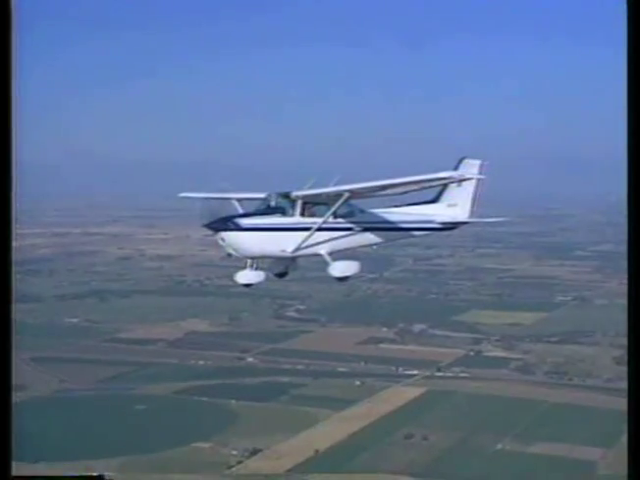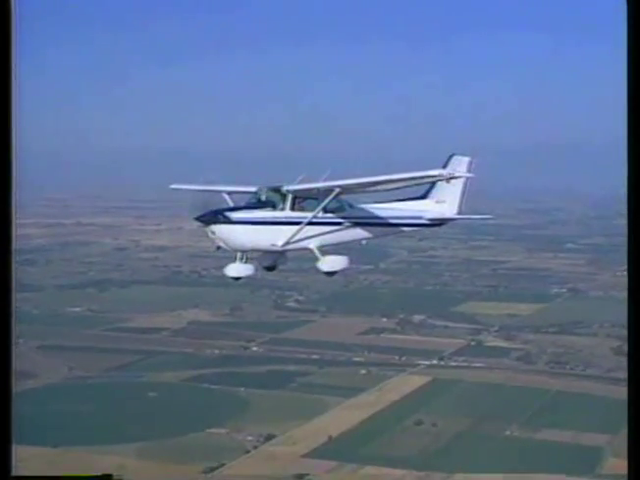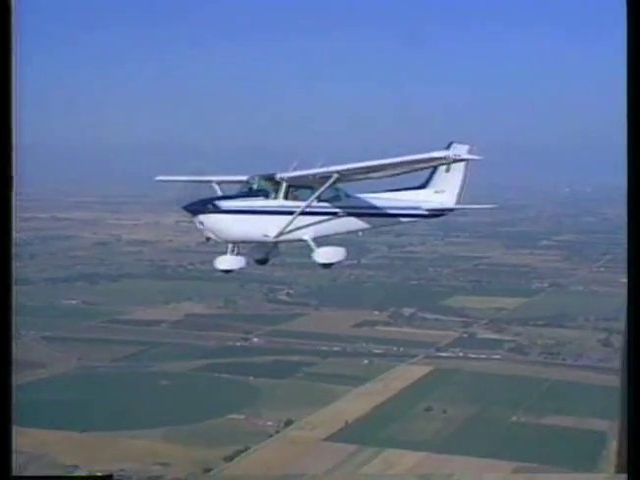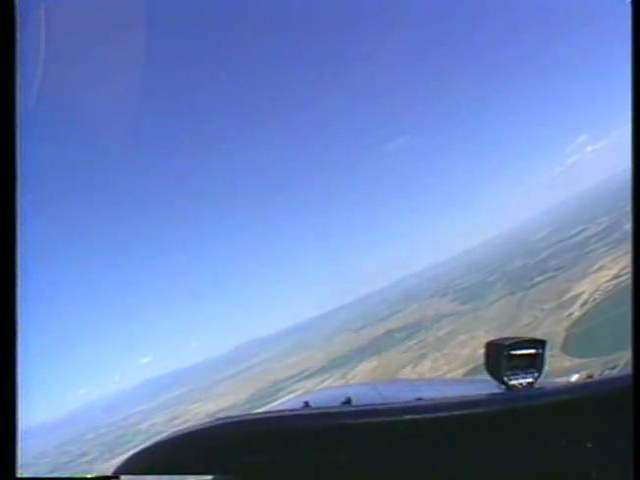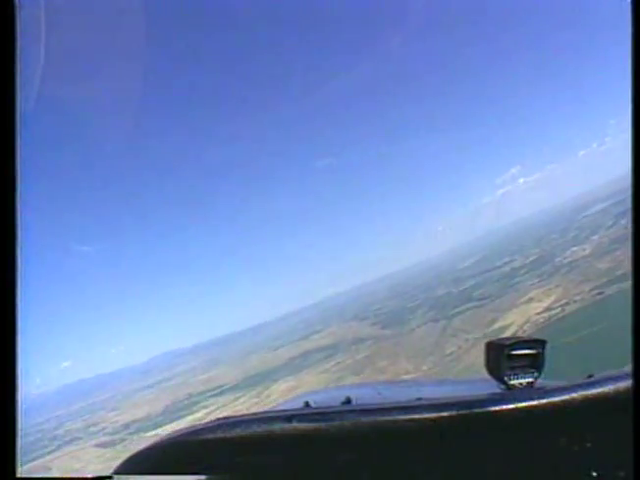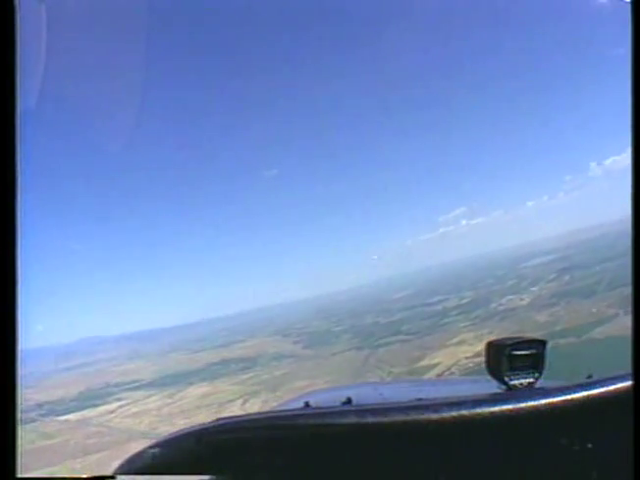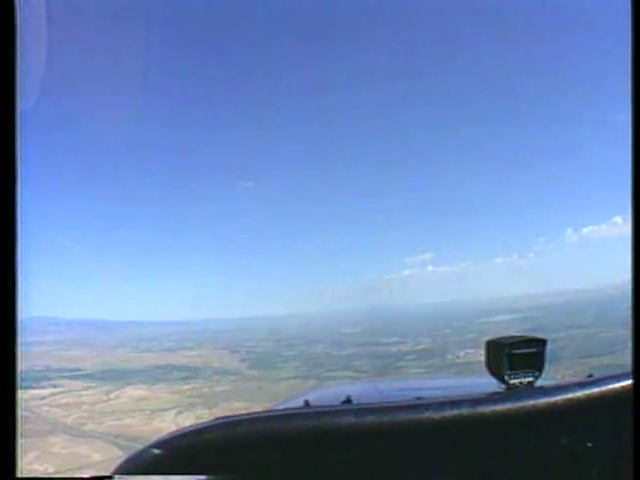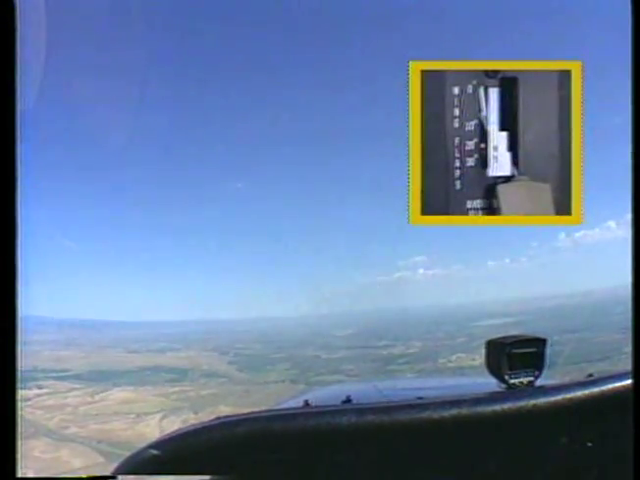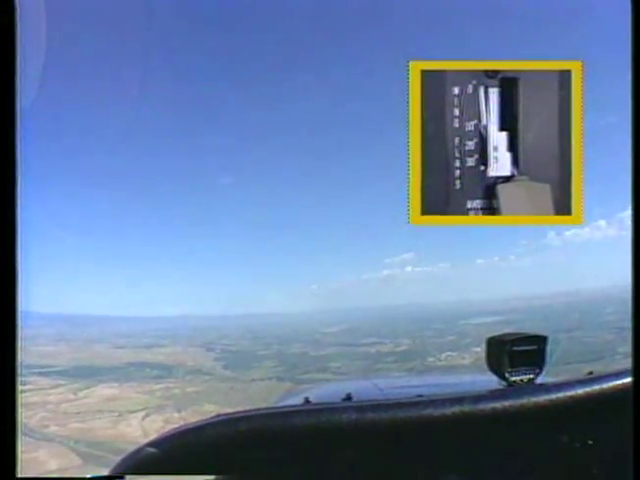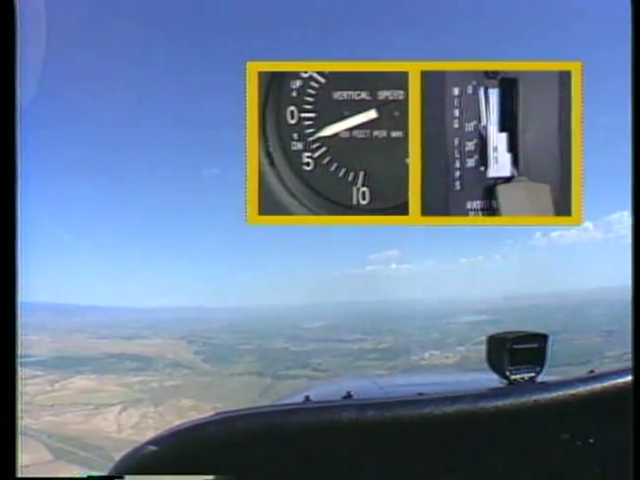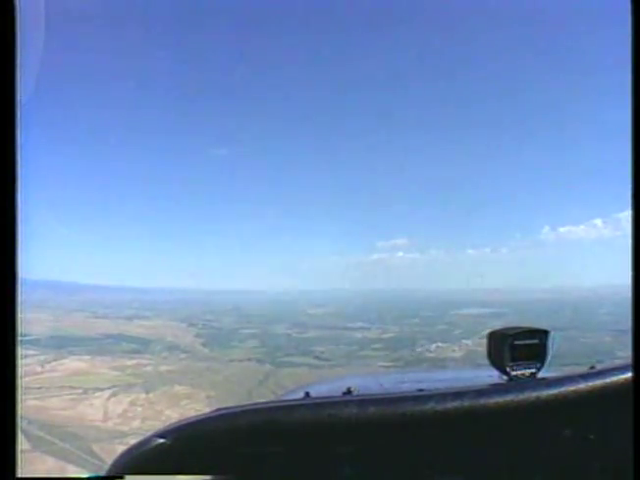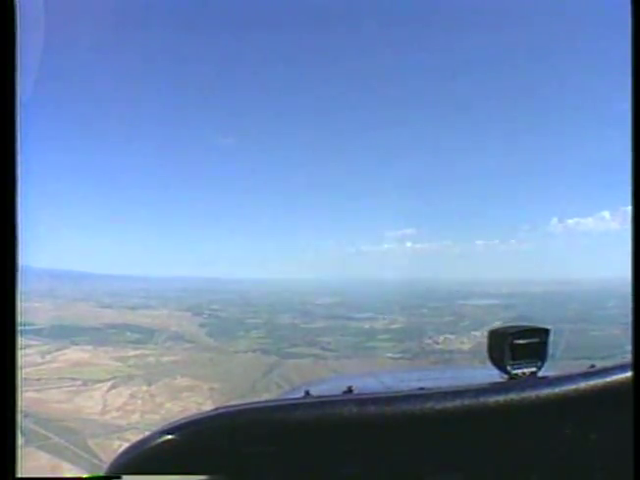Stalls are practiced at an altitude that will allow you to complete the stall recovery no lower than 1,500 feet above the ground. Before starting the maneuver, clear the area. Then reduce power and slow the airplane to the normal glide airspeed. As the airspeed enters the white arc, extend the flaps to the setting used during a normal approach and establish the landing attitude. Once stabilized, smoothly raise the nose to an attitude which will induce a stall.